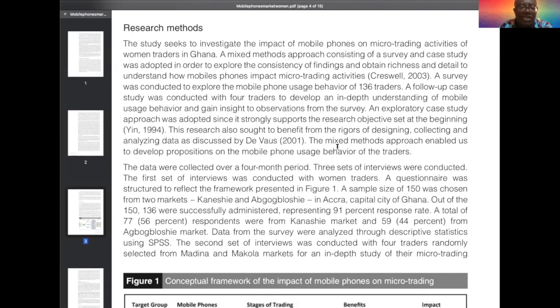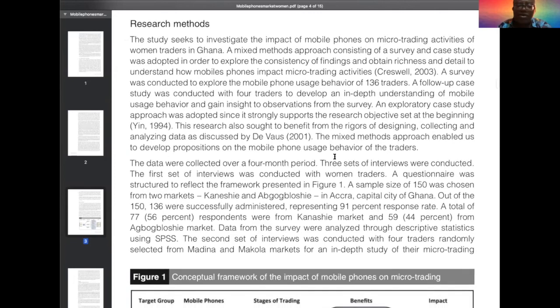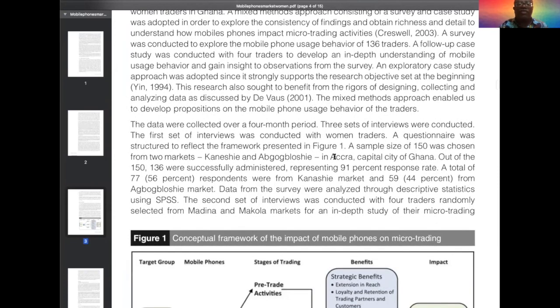The mixed method approach enabled us to develop propositions on the mobile phone usage behavior of traders. Data was collected over a four-month period. So now we have an idea of what happened there. Three sets of interviews were conducted. The first set of interviews was conducted with the women traders. A questionnaire was structured to reflect the framework presented in figure one. So that's one.